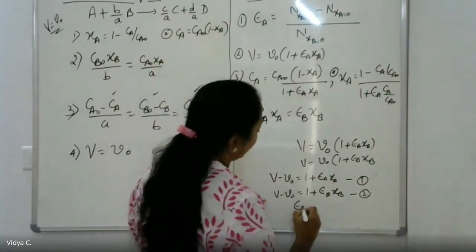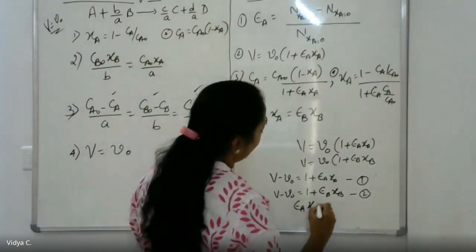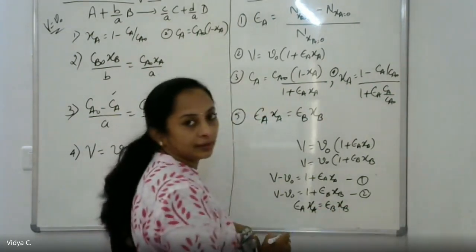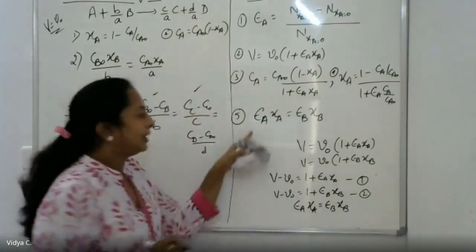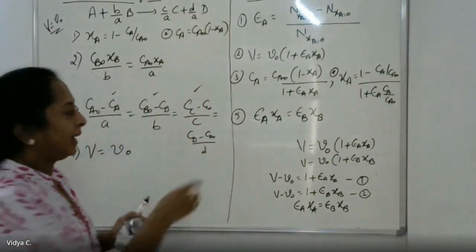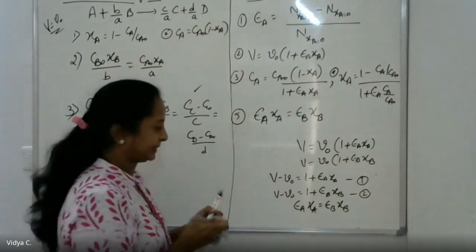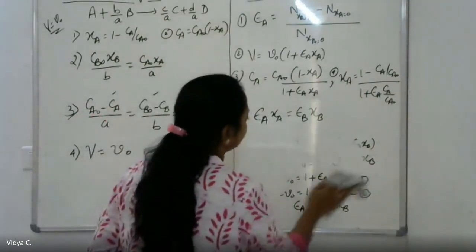Epsilon A XA will be equal to epsilon B XB. Okay. So this is one formula you have to remember. And I have shown you how you have got this formula. Okay. Yes. Next one.